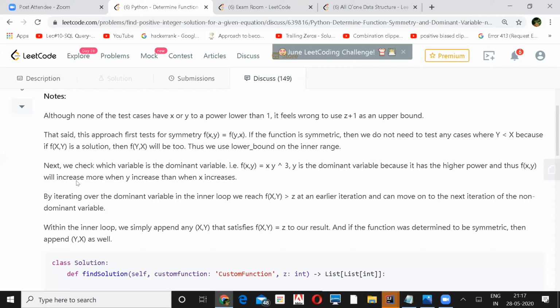Yeah, the value will increase more when y increases. I mean, when you increase y, it will increase more. Yeah, this value will increase more. I mean, if you increase x, y will increase it more than that, right? Because the power of y is bigger than that of x. Yeah, and second is, like, go ahead. No.